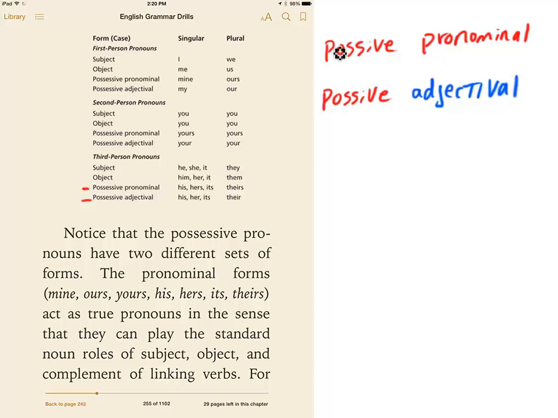Oops, I spelled possessive wrong. Sorry, I forgot the extra S in there. Let's fix that. Possessive.